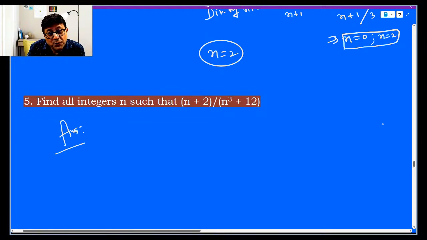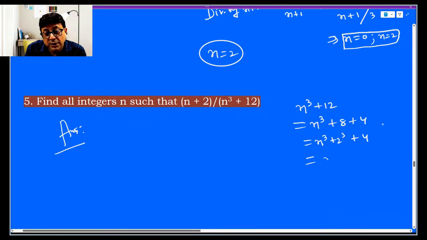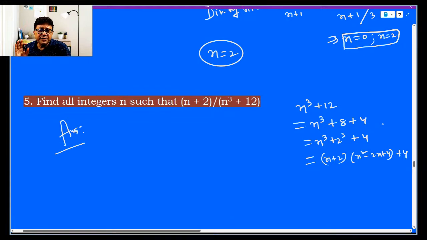So, to find n, first we take a term separated from here. n cube plus 12, we are writing in the form n cube plus 8 plus 4. This is nothing but n cube plus 2 cube plus 4. This is (n plus 2)(n square minus 2n plus 4) plus 4. Isn't it? You all understand? This manipulation is okay with you or not?